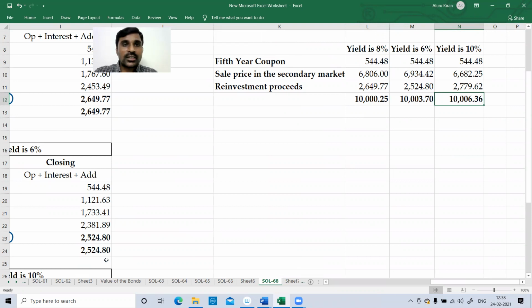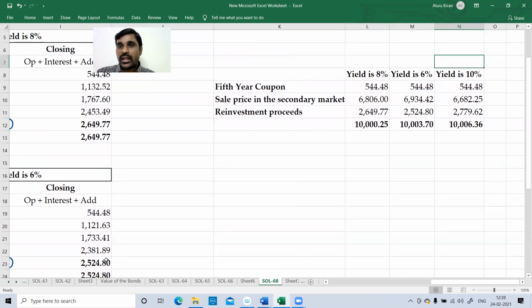Most of the students will just memorize the problem by heart, but they don't understand this logic. This is what is called immunization. Most students know the word immunization, but they don't know how it works. This is crystal clear clarity of how immunization works. Immunization is protection. Irrespective of what happened in the market, you are protected. You will get the same 10,000.